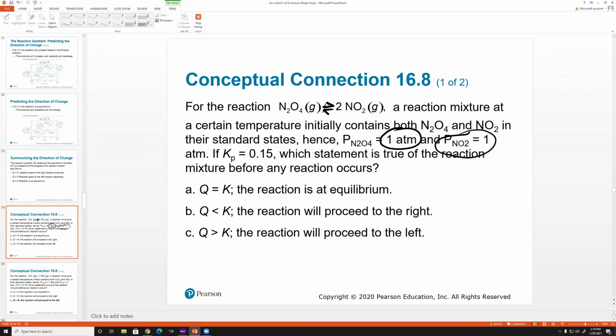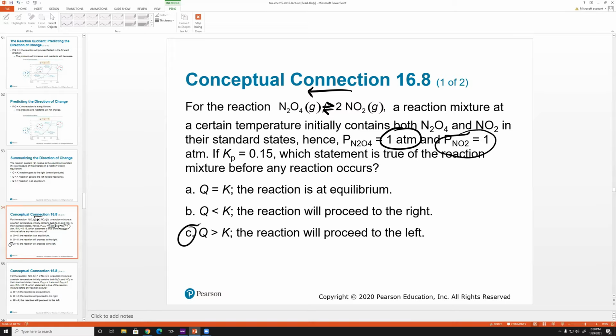The reason is that we want to reach equilibrium, and we know our equilibrium concentration ratio, meaning Kp, is more towards the reactants. If we have the products and reactants at the same concentration, we want more reactants than products, so the reaction will go in the reverse direction. So Q will be larger than K, in this case Q is 1/1. The reaction will proceed to the left. So that would be C as our answer.